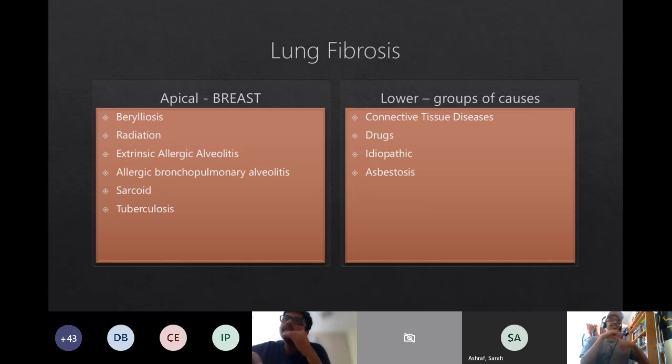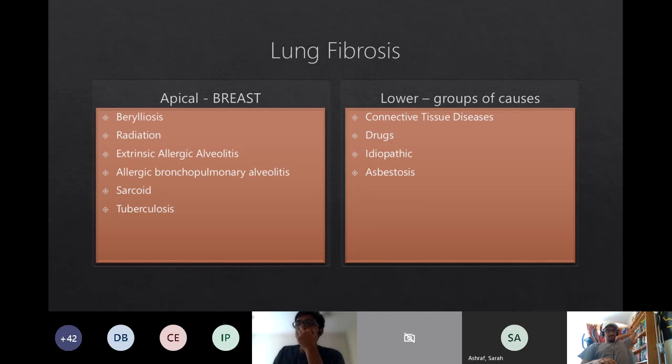Oh, nice. You use breast. I have a different one. I also have one for the lower, though. You don't need to know the one for lower. Lower is like useless. So causes of apical pulmonary fibrosis. This is one of the few mnemonics I actually use. What's the B? Beryllium, yeah, the B is kind of weird.